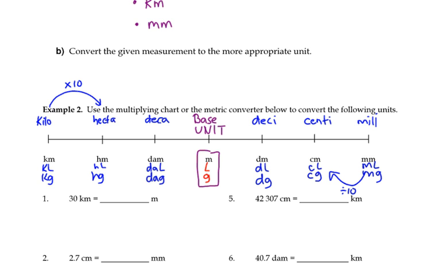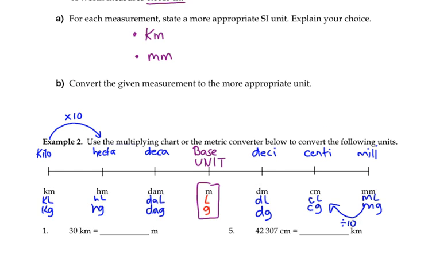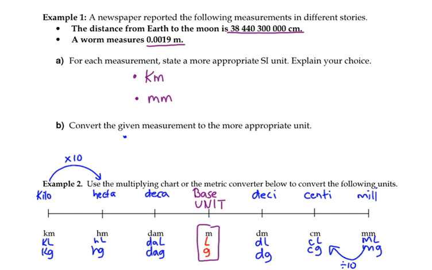So now we want to convert. So how do we convert? I'm going to give you an example. So let's write down that number that's above, the 338 billion number. We want to convert that to kilometers, to a more appropriate unit. So the easiest way to do this is moving the decimal place.